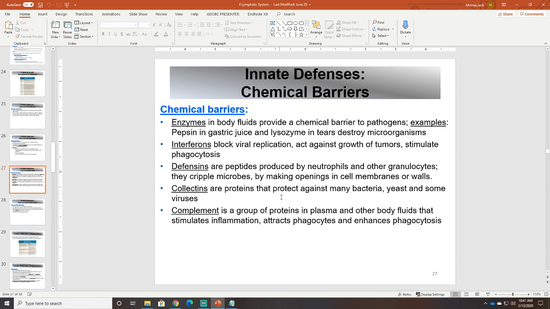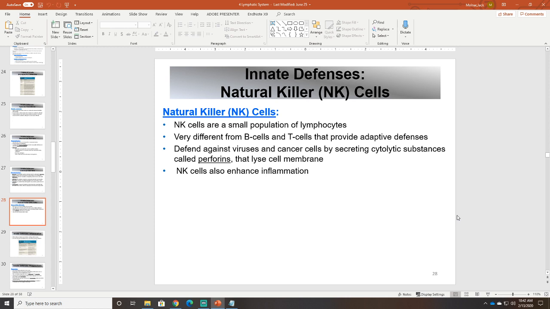Collectins are proteins that protect against many bacteria, yeast, and some viruses. And then finally, complement proteins are a group of proteins found in the plasma and other fluids that stimulate inflammation. They attract phagocytes and they enhance phagocytosis. They can also come together, and it's pretty cool, also punch a hole in the wall of bacteria. And when you punch a hole in the wall of a cell, pretty much that's the end of the cell.